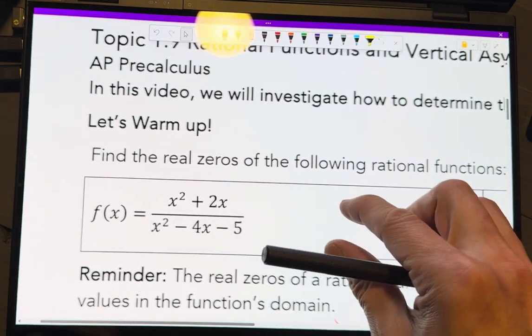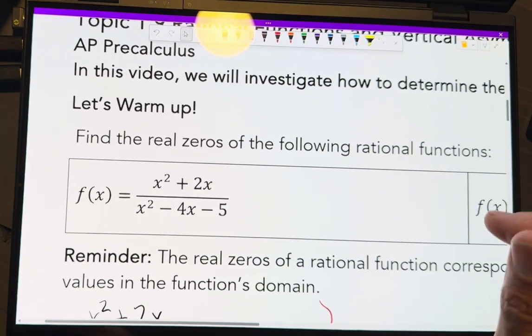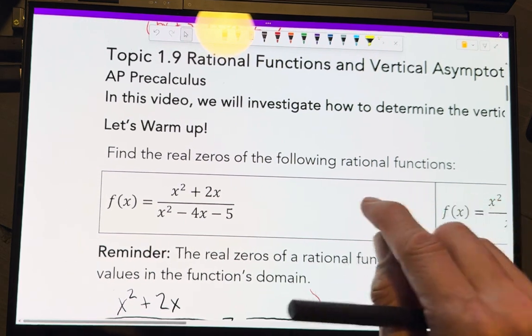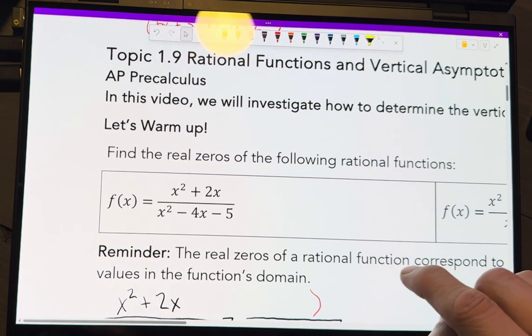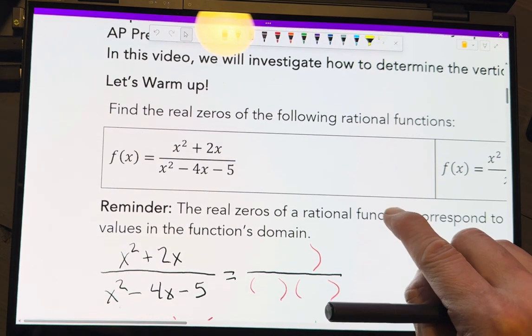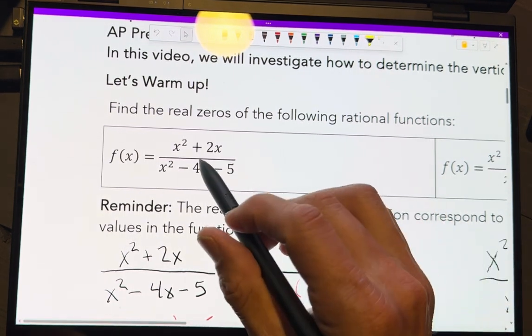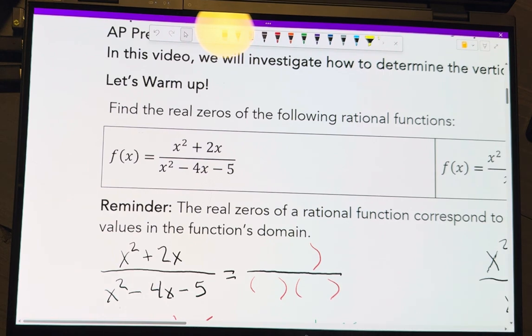So let's take a look at this first one. We're going to find the zeros of the following rational functions. And we've been doing this for a couple of days now, so let's write out this quantity and let's solve for it.